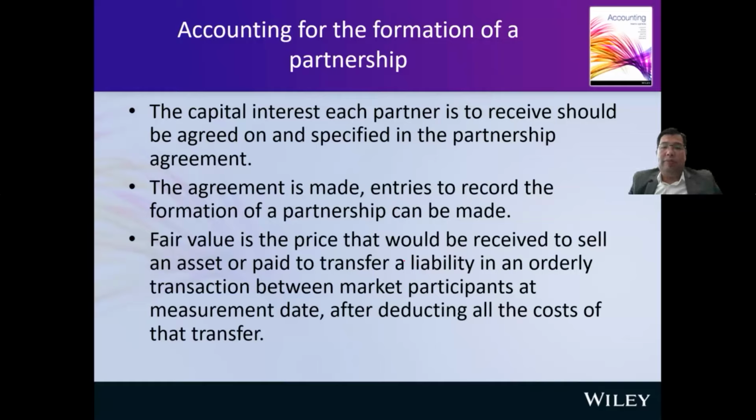The fair value is the price that will be received to sell an asset or transfer a liability in an orderly transaction between market participants at the measurement date, after deducting all the costs of that transfer.